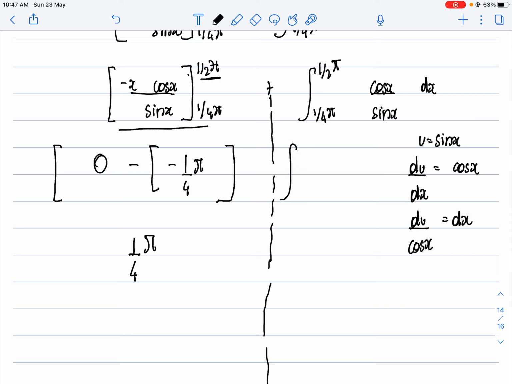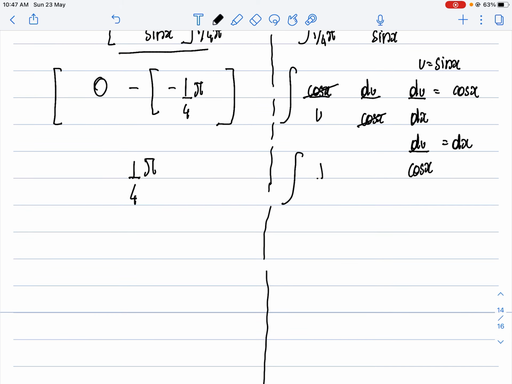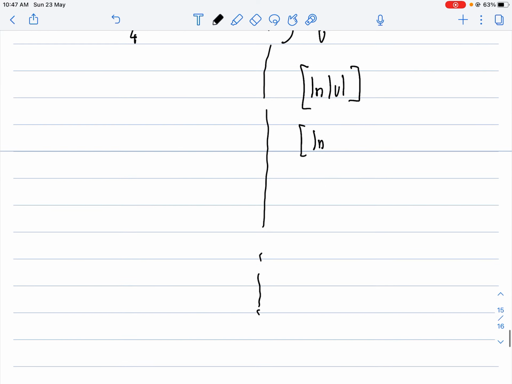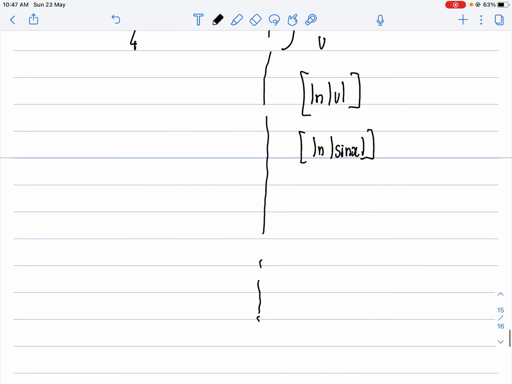So now without the limits, because I'm writing in terms of u, I can write this as cos x over u du over cos x. Instead of dx, you can just write du by cos x. I can simply cancel cos x here. So I get the integration of 1 over u du. Now the integration of 1 over u is simply ln u. Now I know u is simply sin x. So this is ln sin x with the limits 1 over 4 pi and 1 over 2 pi.